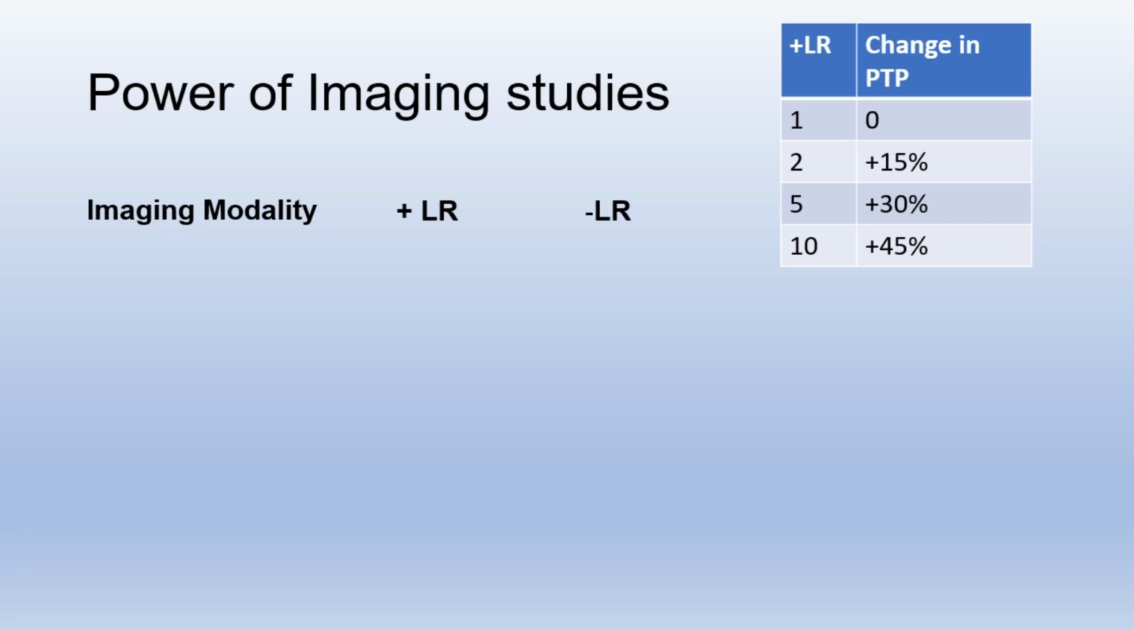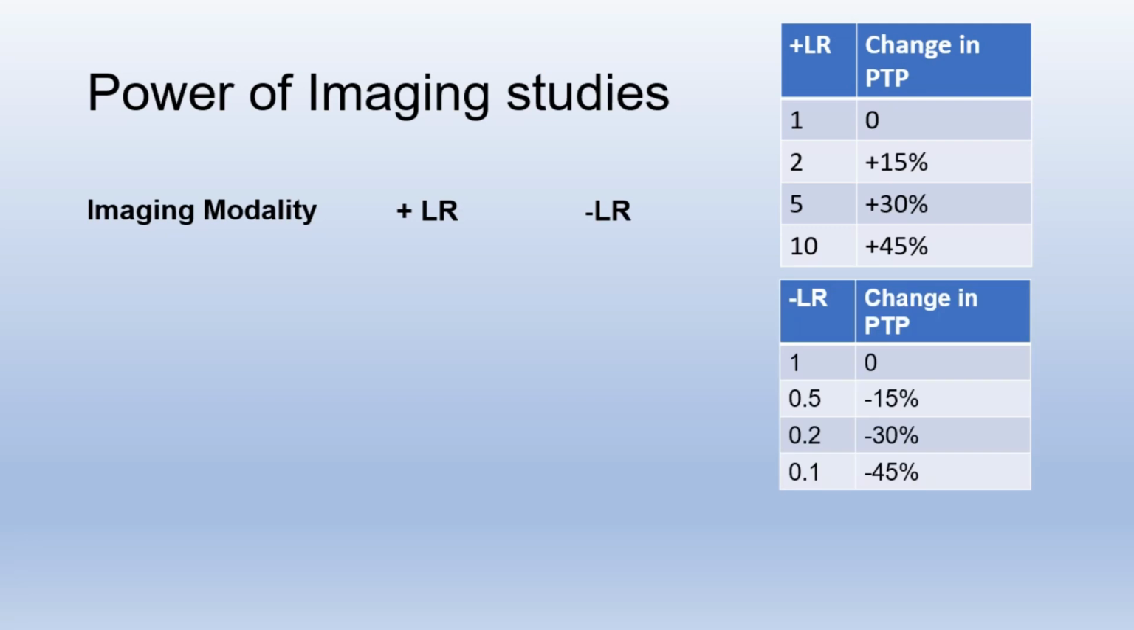So if it's 1, there's no change. If it's 2, it's positive 15%. If it's 5, it gets us a change of 30%. And 10, and this is the one I want you to focus in on, it gives you a positive 45%. This is a decisive change in probability.